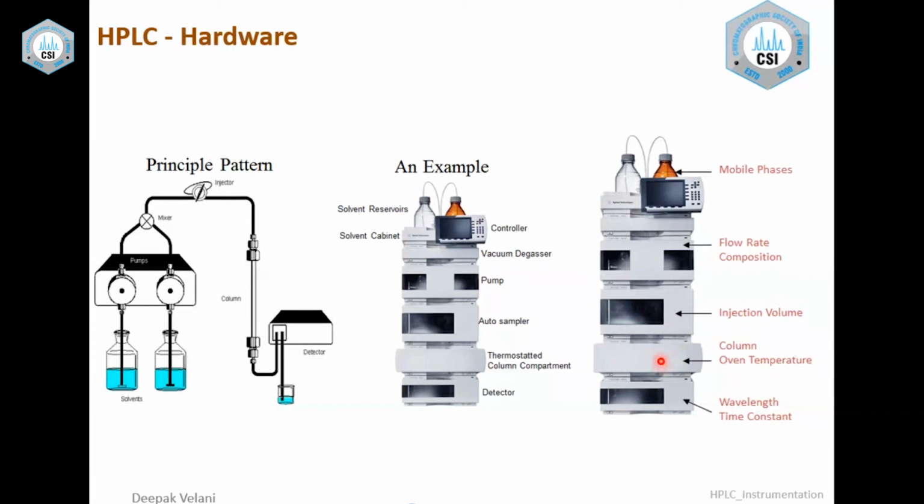Column oven, where we are connecting the column, and at the same time we are maintaining it at a fixed temperature, so that variation in the chromatography can be avoided. And finally comes the detector, which gives you different kinds of detections based on the detector selected, and based on that we can work out the results.